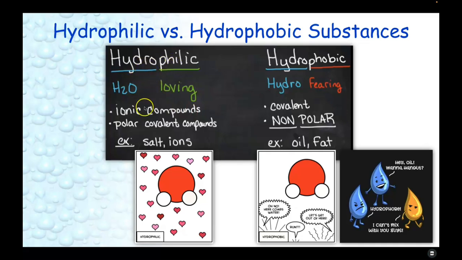Hydrophilic means that it likes being near water. Usually these are polar covalent compounds, for example, salts and ions. And hydrophobic doesn't like being near water and are non-polar, for example, oils and fats.